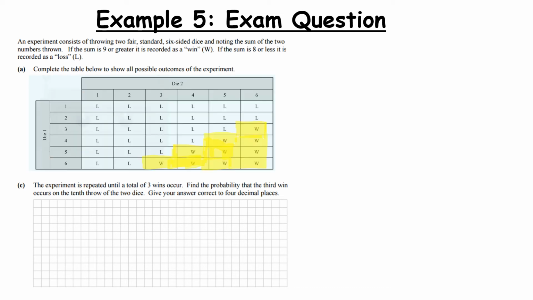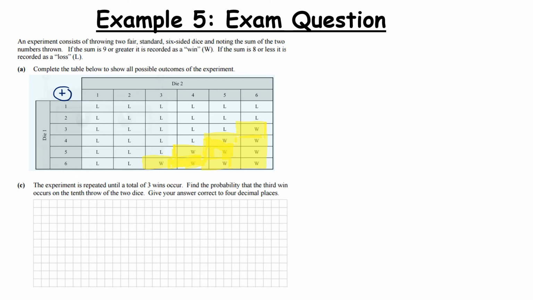So this is what our table looks like when we fill it in. L for a loss, and anywhere where we're adding these and getting 9 or greater, we're going to have our win. So the experiment is repeated until 3 wins occur. Find the probability that the third win occurs on the 10th throw of the 2 dice.